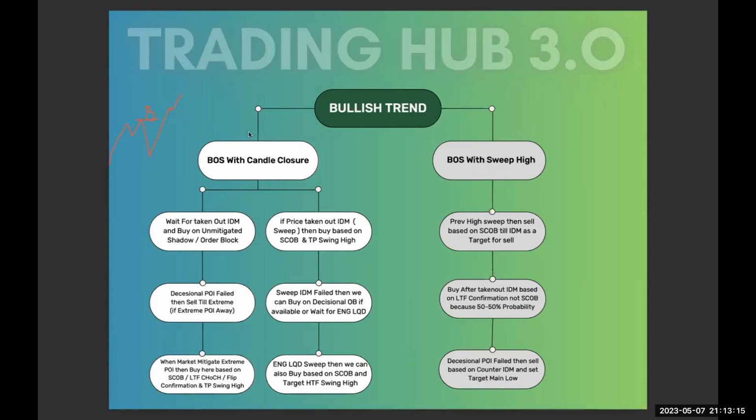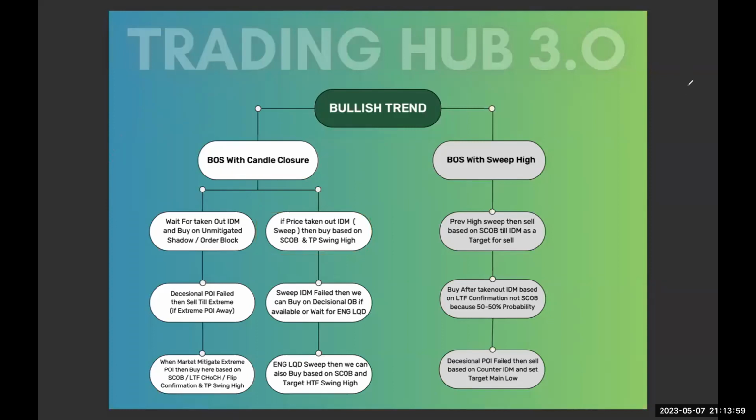If the market breaks the previous high with a candle closure, then you have to understand two scenarios. First one, wait for it to take out the inducement, which is here, okay? Taken out this inducement, mitigate your order block, and you can buy here. Simple. If it does not tap on your order block, remember this one, this is the next possible scenario. If it does not tap on the order block, just sweeps the inducement here, and you can buy here based on single candle order block, and this is your target.